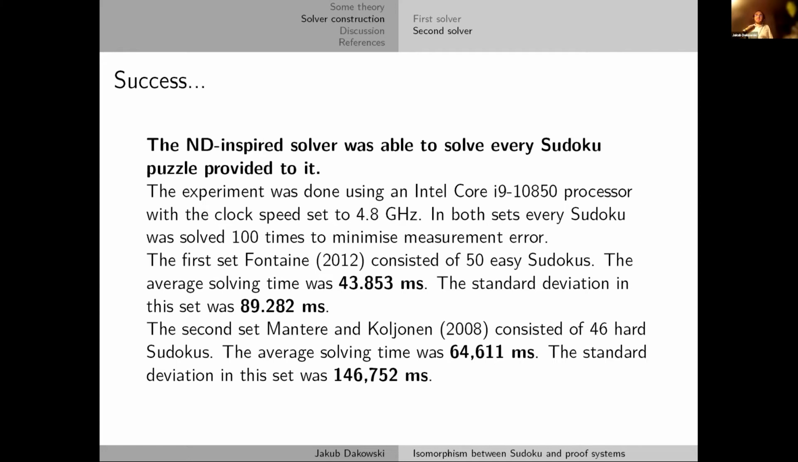I have tested this algorithm on 96 example Sudokus. 50 of them were easier ones, and the average solving time was 43 milliseconds. For the second set of harder Sudokus, the solving time was 64 milliseconds. There is also the standard deviation, you can see how big it was. It is understandable that for the second set the solving time was quite a bit bigger because, as I've already mentioned, this set was harder than the first one.